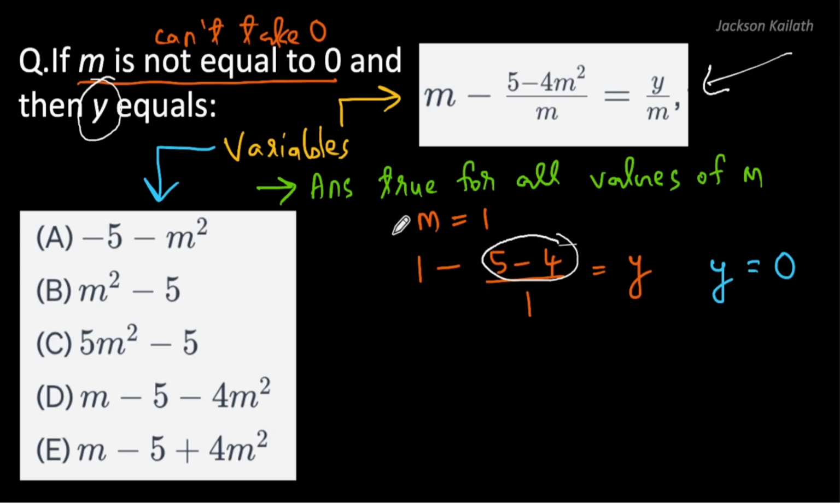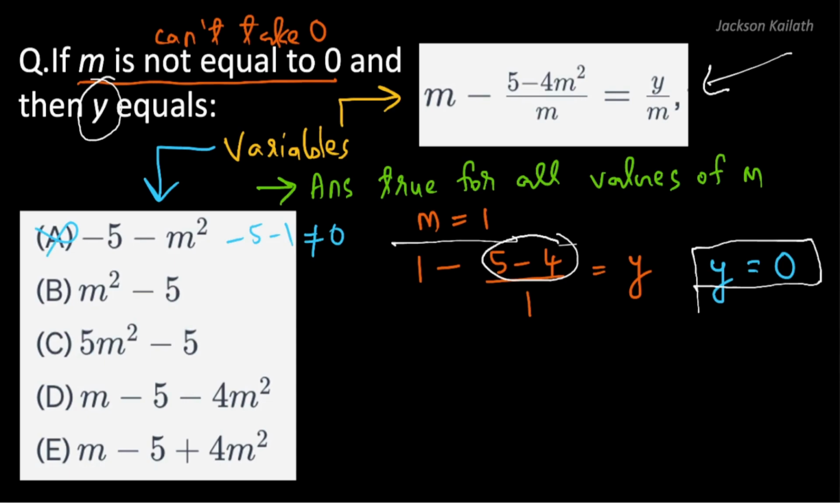So this means that when m is equal to 1, whichever is the correct answer option among these, the value of y has to simplify to 0. So let's just plug it in. In answer option A, I have minus 5 minus 1 square when m is equal to 1. So minus 5 minus 1, that's not equal to 0.